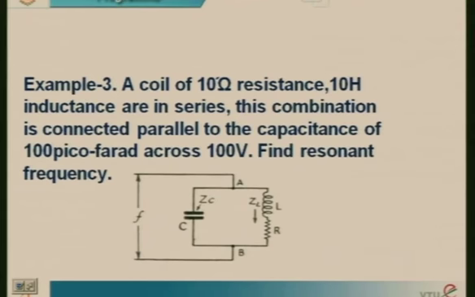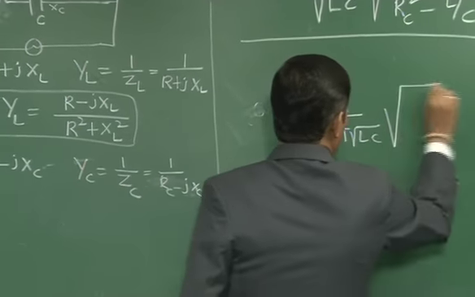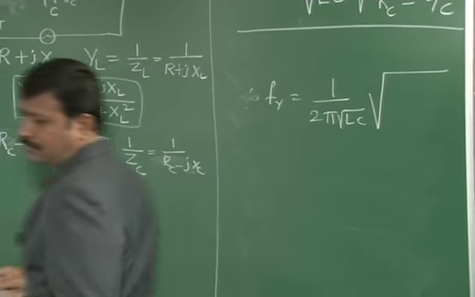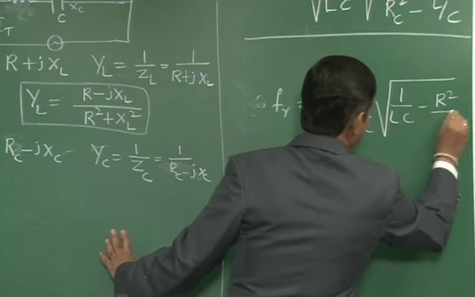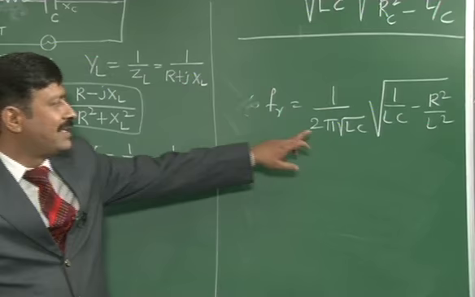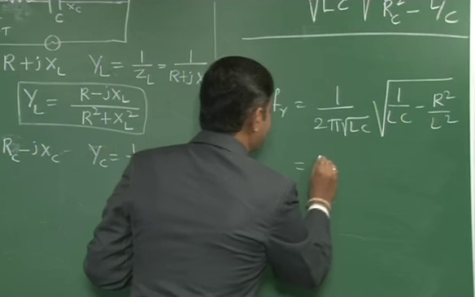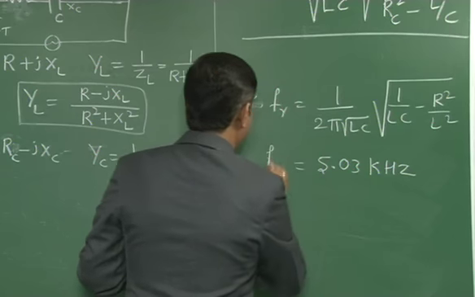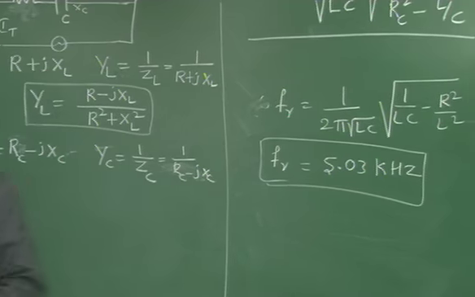FR is equal to 1 by 2 pi times root of 1 by LC minus R square by L square. Substitute the L and C values here, whatever is given in the problem, and you will get the result, 5.03 kilohertz of resonating frequency. This is another type of parallel circuit problem.